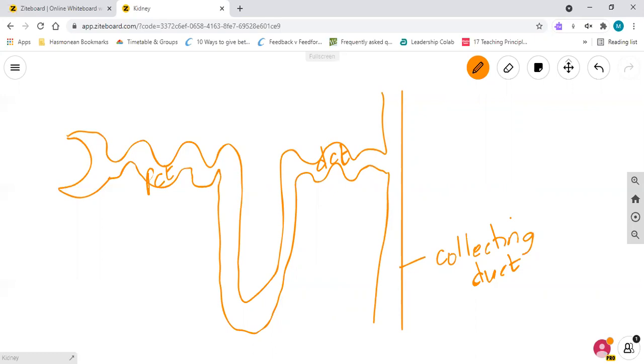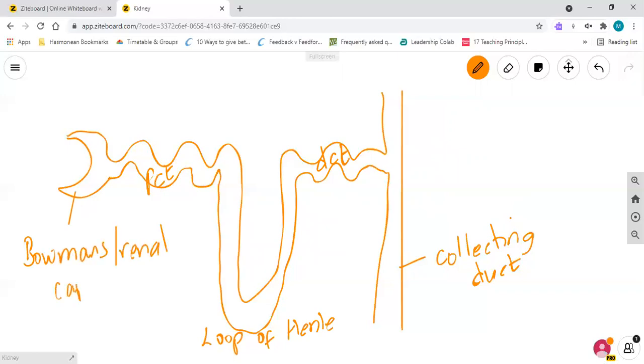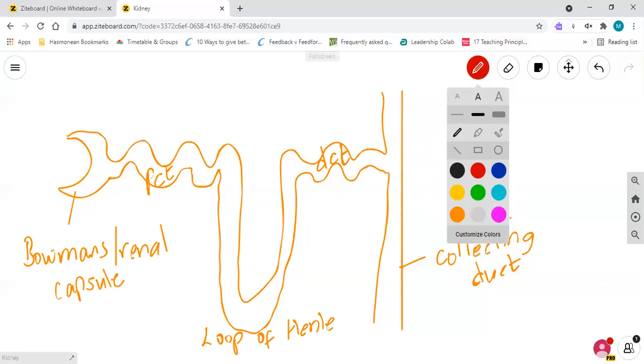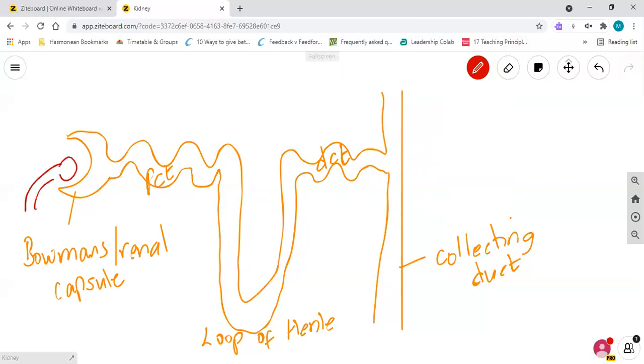Convoluted just means bent, and it's a tubule. Down this big structure over here, this loop, is called the loop of Henle. And this capsule over here has two names. You could call it either Bowman's or renal capsule. And the idea is that the blood is going to enter here, form a knot of capillaries there, and that knot of capillaries has a name, which is the glomerulus.